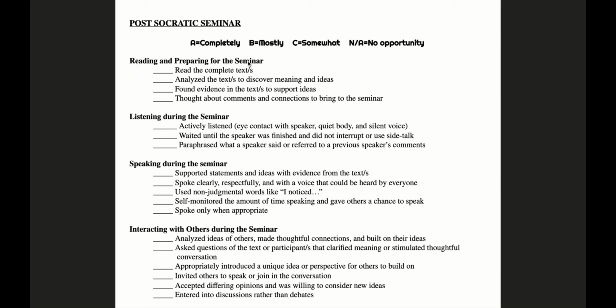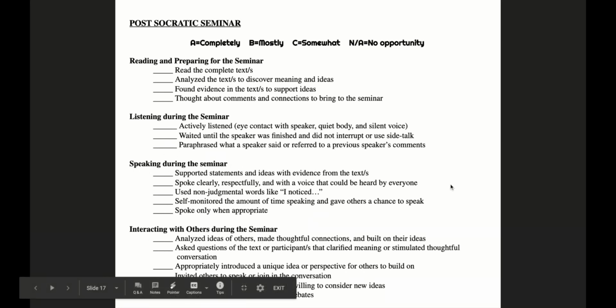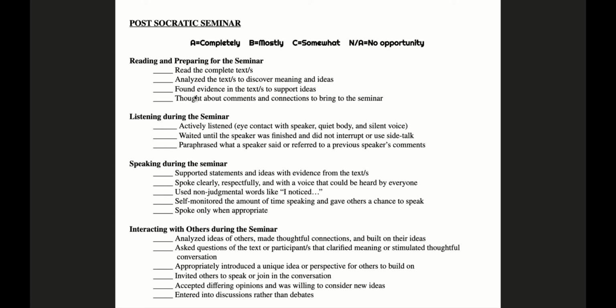So, reading and preparing for the seminar, did you do all these things? Listening during the seminar, did you do all of these things? Speaking during the seminar, did you do all these things? Interacting with others during the seminar, did you do all those things? You're going to need to look at this when you're doing the pre-writing to see what my expectations are during a Socratic seminar, right? That you've read the text, you've analyzed the text, you've found evidence, you've thought about comments and connections to bring to the seminar, right? That's what those first two questions are, if you did it, you should have A's here, right? Listening during the seminar, or did you have your camera on so you're showing respect and looking at one another? Okay.